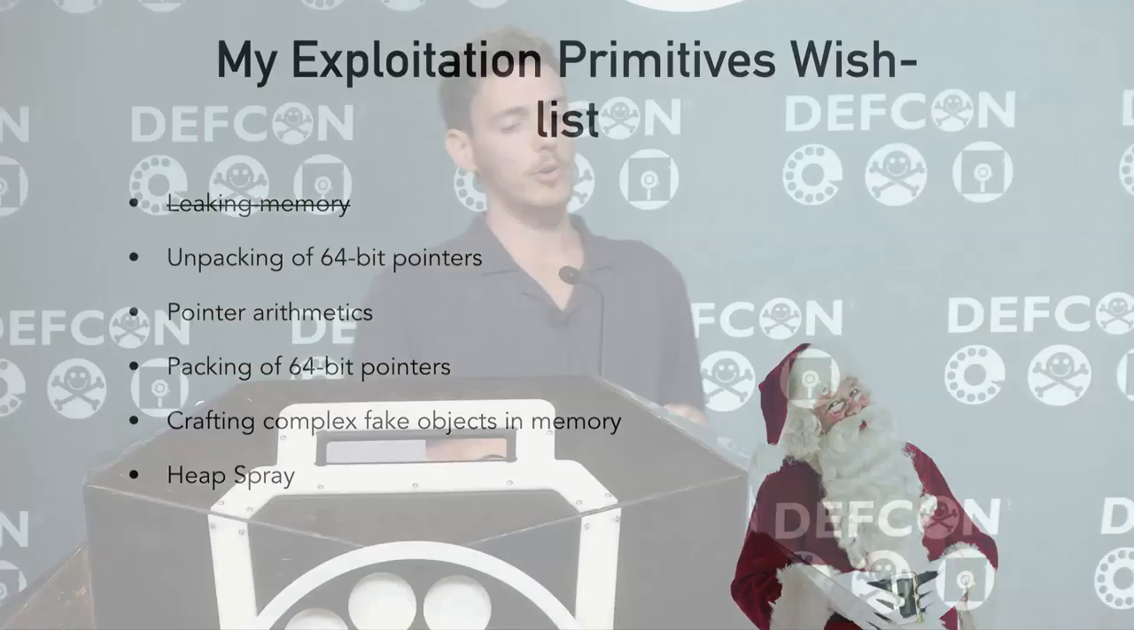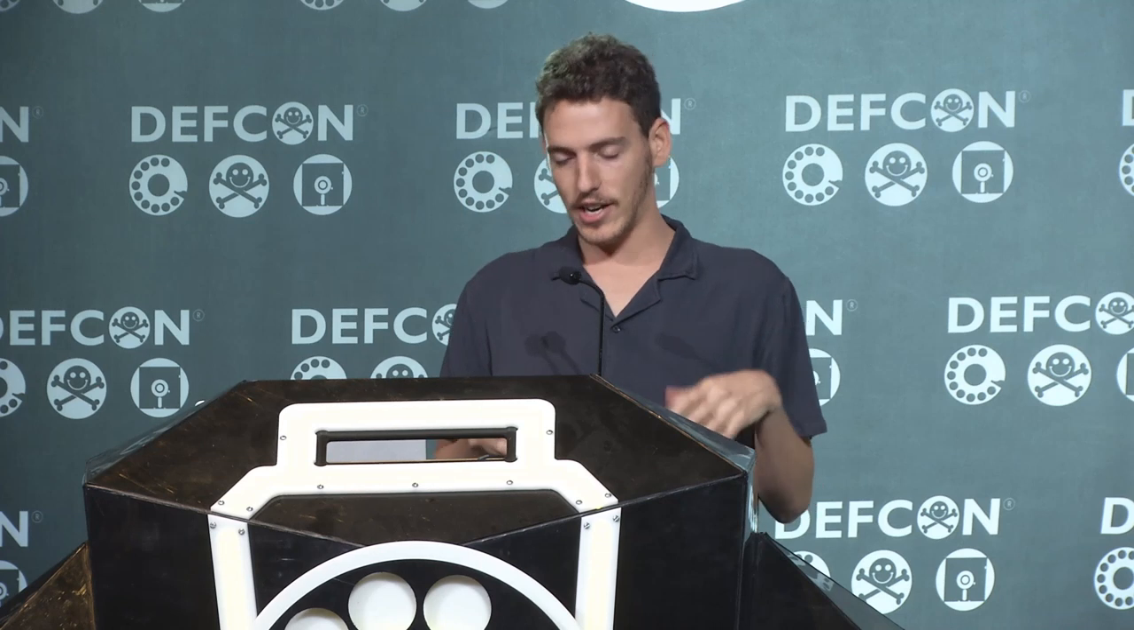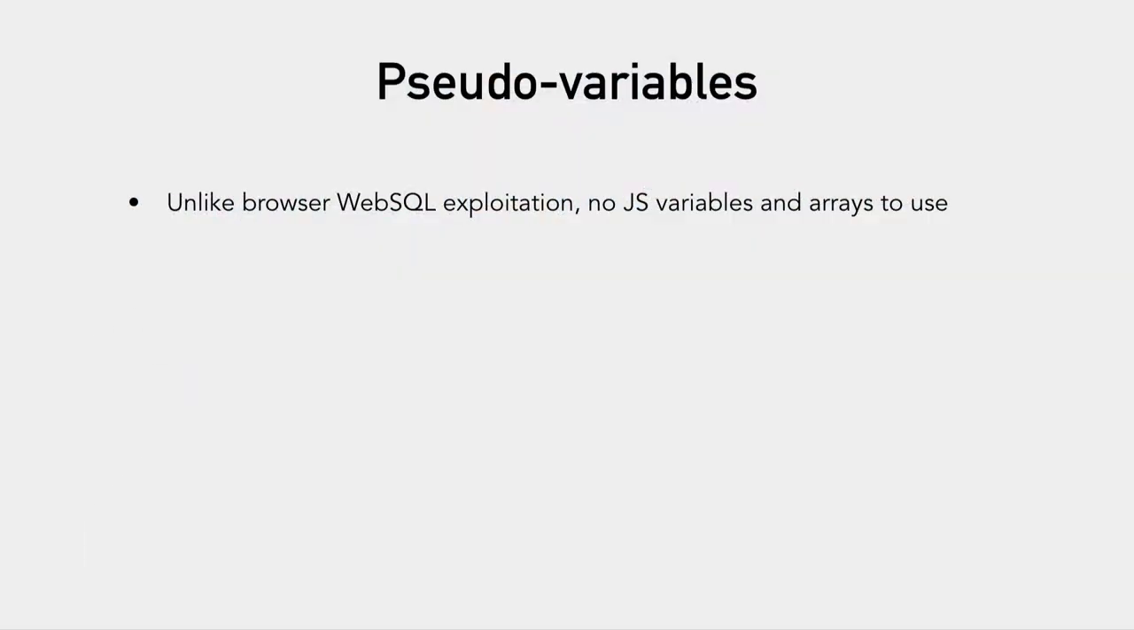We know how to leak memories. Now it's time to unpack some pointers. But before we do that, we actually have a slight problem, because unlike browser WebSQL exploitation, we don't have any JavaScript variables or arrays to use. And this is a big problem because we need to create some logic. We want to calculate things. We want to store things. And naturally, storing things in SQLite requires you to have some insert. But we can't use insert, right? We have to begin with create. And we can only create tables and views and indexes and triggers.